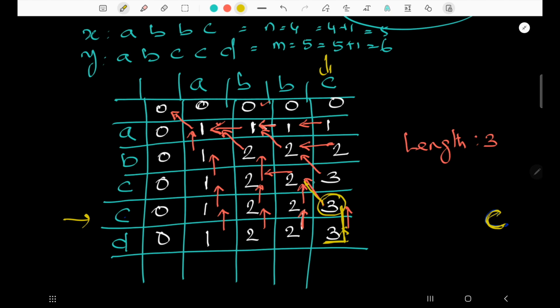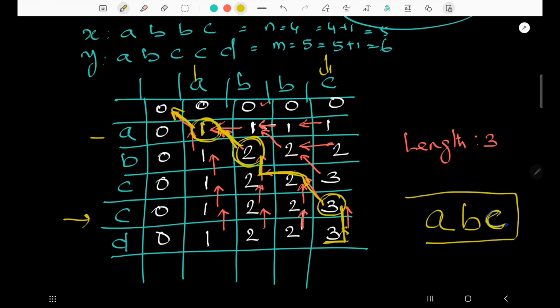So I go here. After that I go again, this 2 is marking the left hand side, so I go to the left. After that this 2 points to the upper cell, and then you see this cell is pointing the diagonal, so we take this one, B and B. So B. And now I am in this cell. I go here, and this cell also points the arrow mark to the diagonal, so take this diagonal, that is A. So A. So the longest common subsequence is ABC.